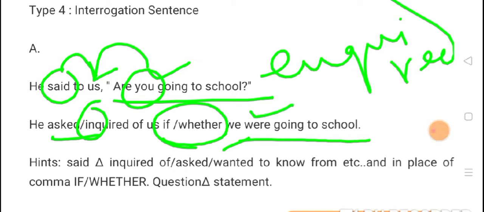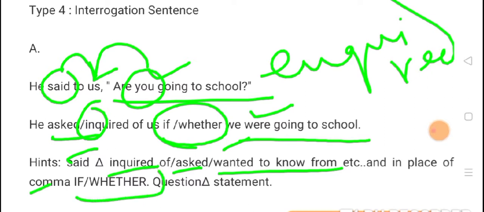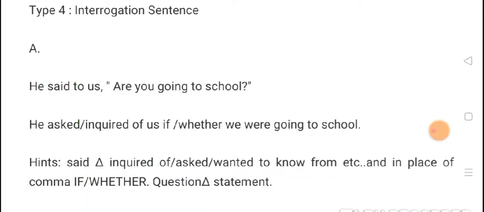So before changing the tense, it is necessary to change the word order in a sentence, to make it a statement, not the question. So from question to statement you have to change. Hence you can see said will be changed into inquired of, asked, wanted to know from, etc. And in place of comma, if or whether, question will be changed into statement. Understood? Question will be changed into statement.